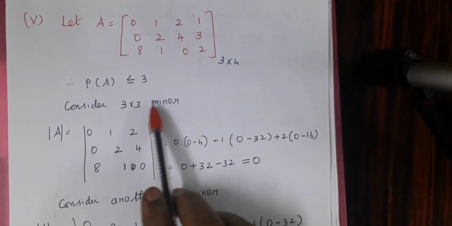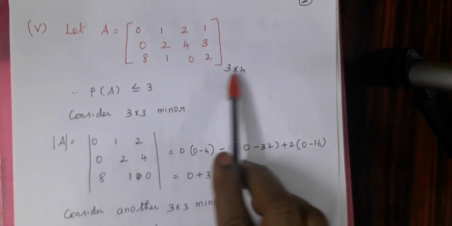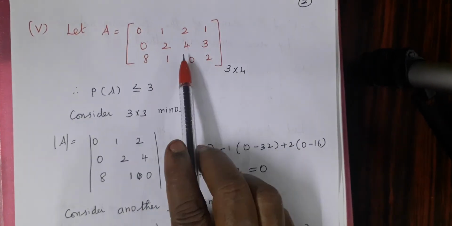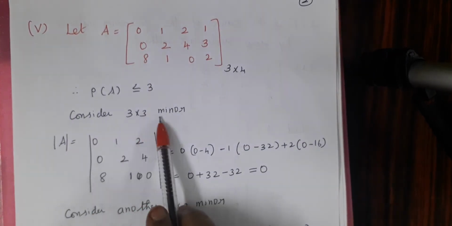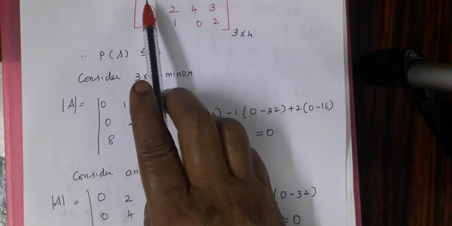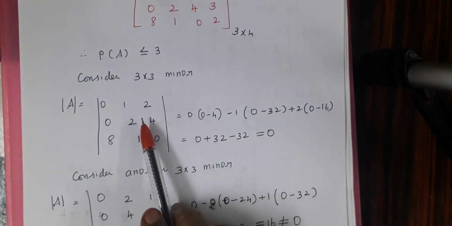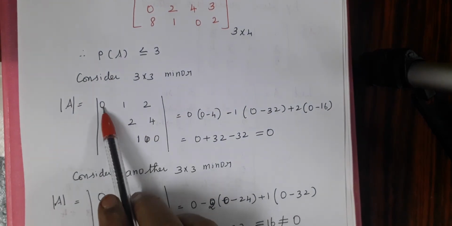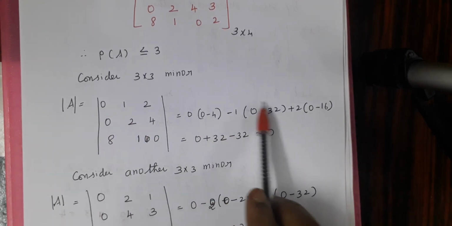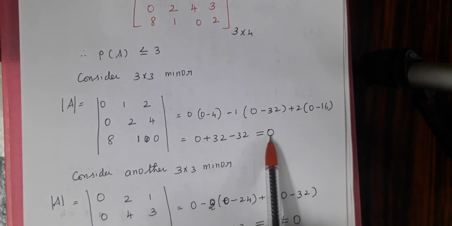Therefore, we consider the 3 by 3 minor, because among the 3 by 4 matrix, the biggest square matrix is the 3 by 3 minor. So the determinant value for the 3 by 3 minor, we take 0, 1, 2, 0, 2, 4, 8, 1, 0. You find the determinant value for the 3 by 3 minor. We know how to find the determinant. 0 into, calculate that, minus 1 into, calculate that, plus 2 into, we get the result: 32 minus 32 equal to 0.